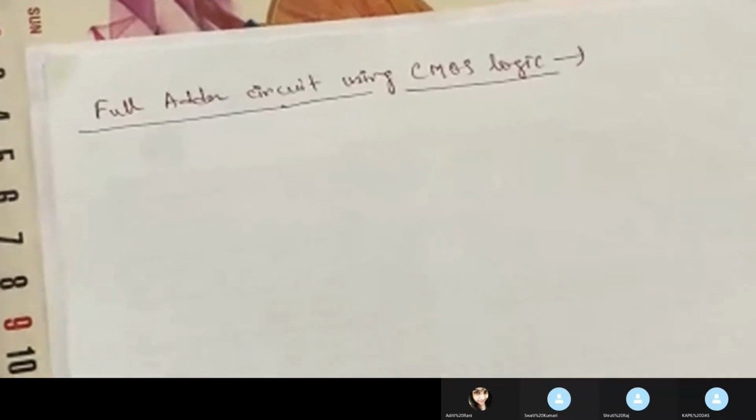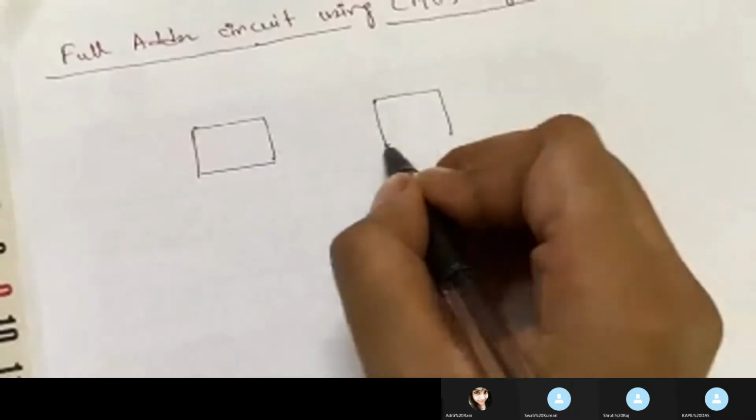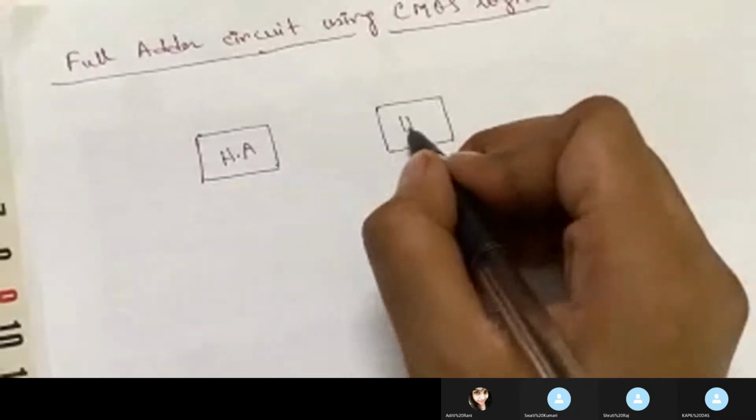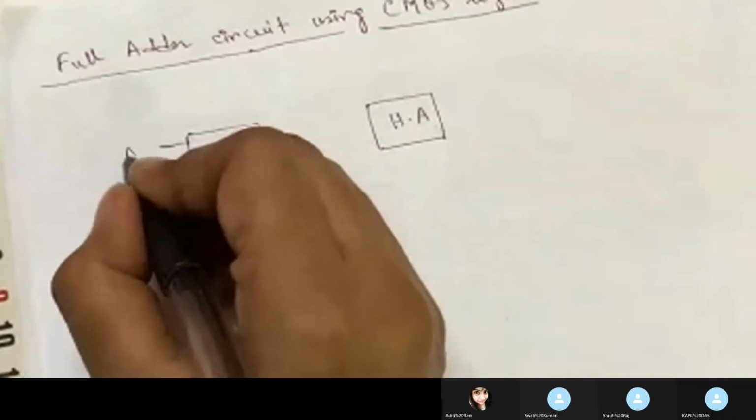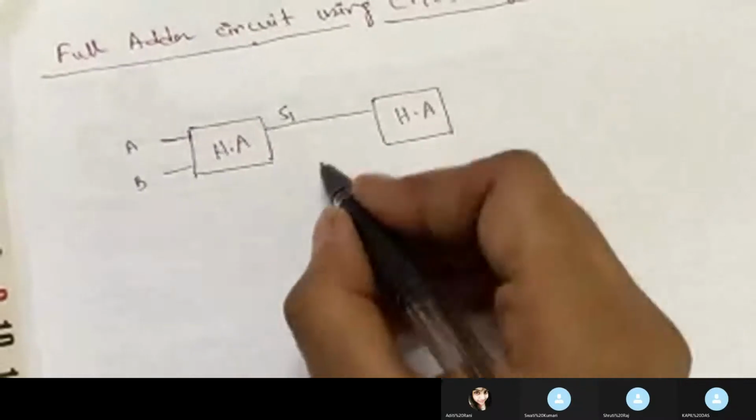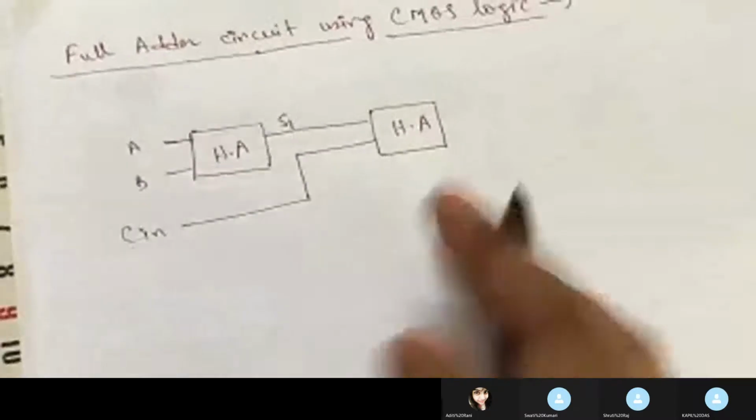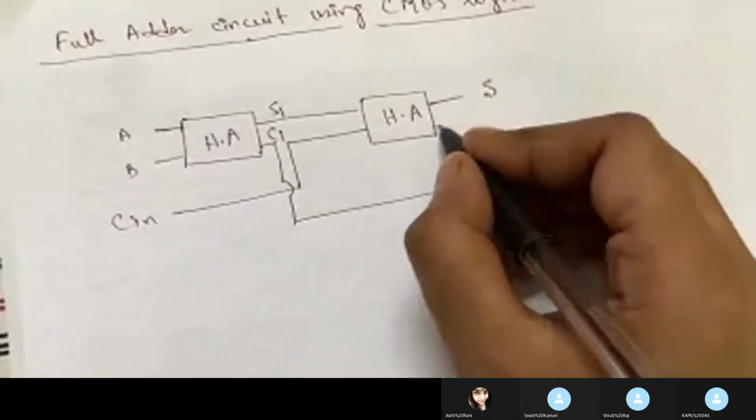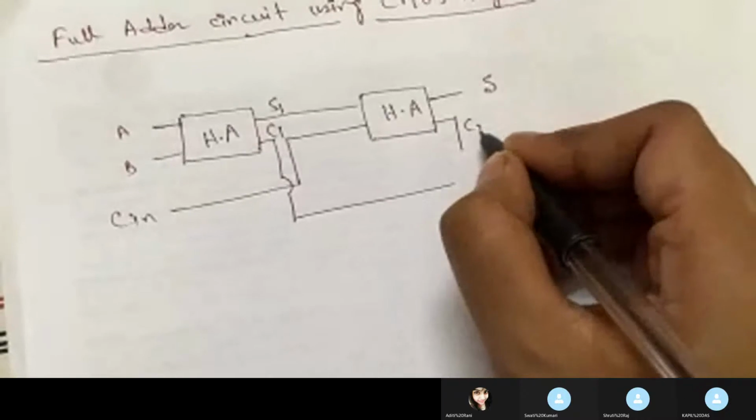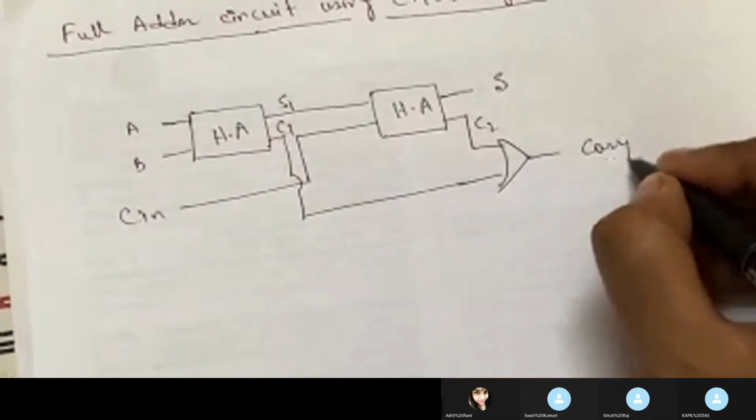So in case of full adder circuit, two half adder circuits are connected to each other. If you take this as a half adder, this one is a half adder circuit, with A, B as input. This is S1, means sum 1, and C in, which is given to the half adder input. This is sum. And this is my C1. This is C2. If both are NOR, then we'll get carry.